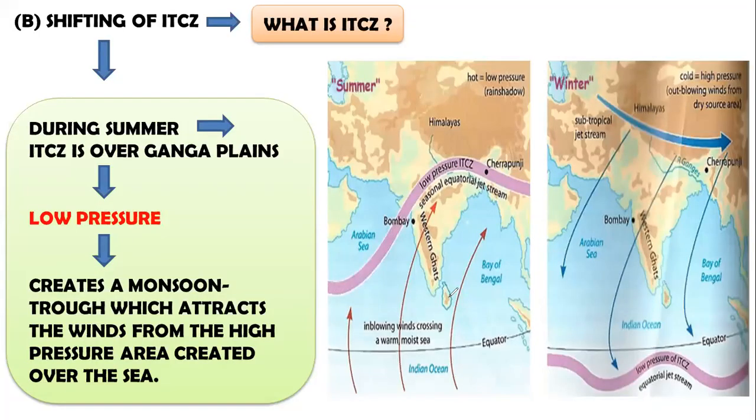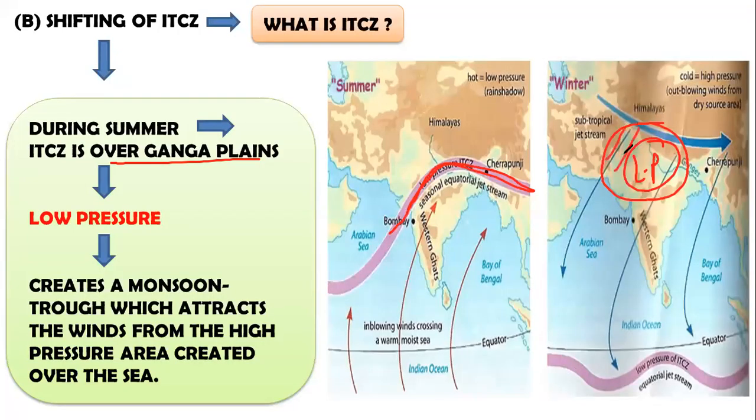Now, during summer, what happens? ITCZ is over the Ganga Plains. If you can see this, it is over the Ganga Plains, and due to this it creates a low pressure. So already there was a low pressure over India due to differential heating of landmass, and this low pressure has been doubled due to the presence of this ITCZ.